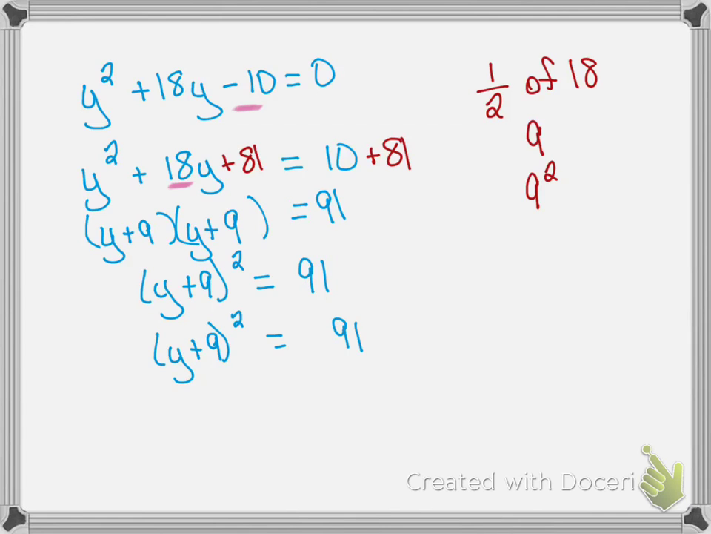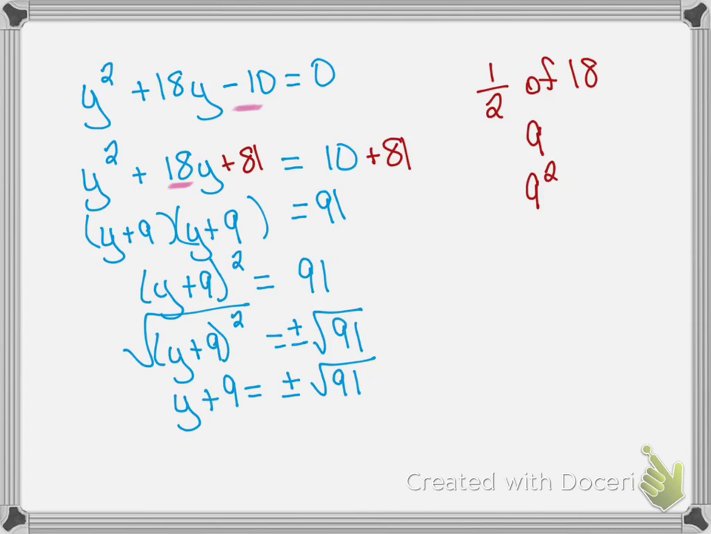My next step, I take the square root of both sides. When I take the square root of 91, what do I have to put in front of it? Plus or minus? Plus or minus, good. So then I'm left with y plus 9 equals plus or minus the square root of 91.